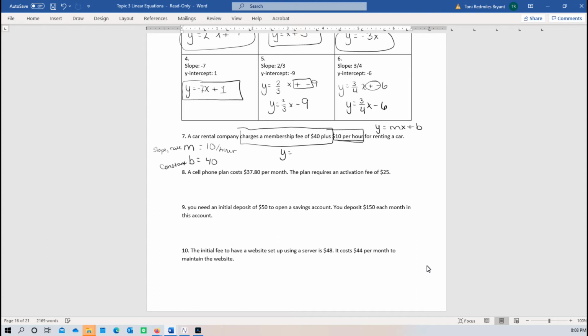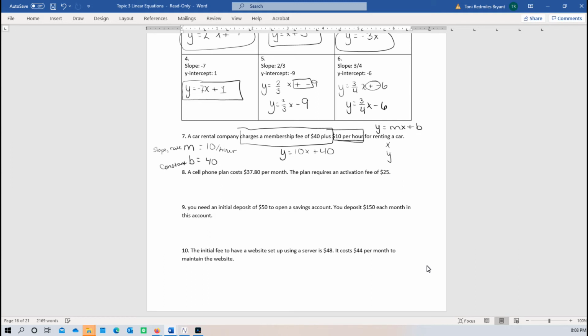Now I have to ask myself, also with the slope, is the slope increasing or decreasing? And this is your bill for renting a car, so of course it's going to increase. So it's positive. Some things to remember in these, okay, is what does X and Y mean?